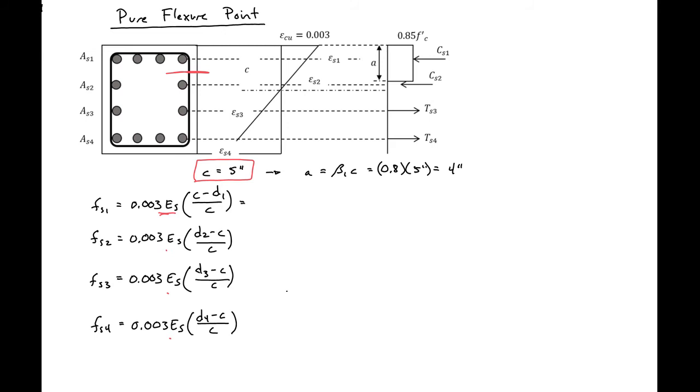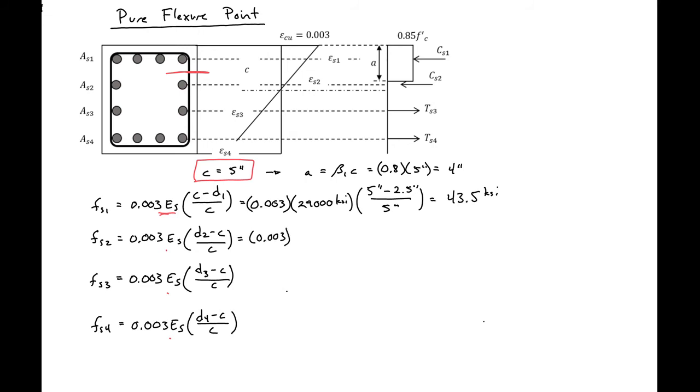All right, so finding all of our layers of steel, and remembering that if we get a stress higher than 60 KSI, we need to just use our yield stress. So 0.003 times 29,000 KSI times (C minus 2.5) over C, is going to be equal to an FS1 of 43.5 KSI.